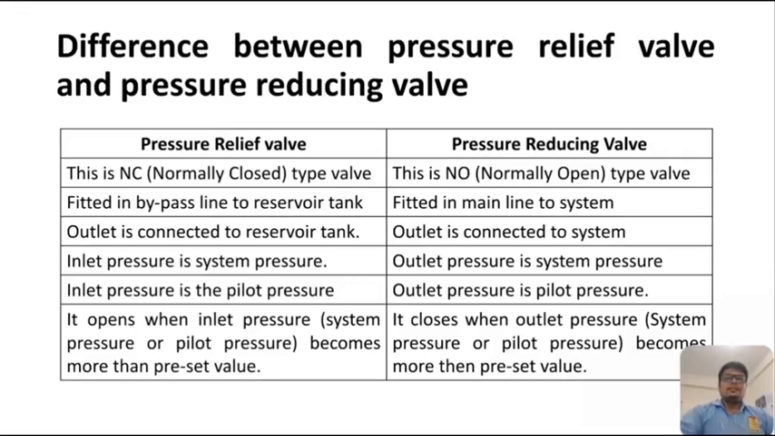The last difference: the pressure relief valve opens when the inlet pressure becomes more than the preset value, and on the other end, the pressure reducing valve closes when the outlet pressure becomes more than the preset value. So these are the 6 differences between the pressure relief valve and pressure reducing valve. Again, this is important in terms of the GTU examination, as it will be for 3 to 4 marks.